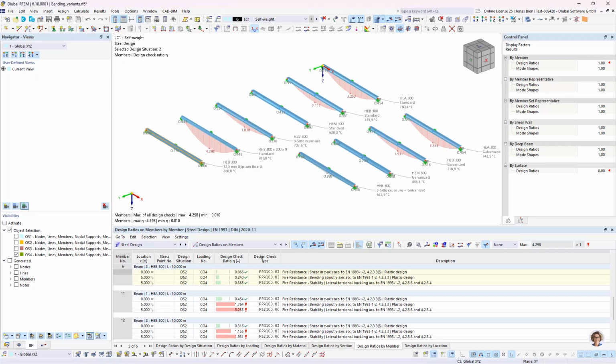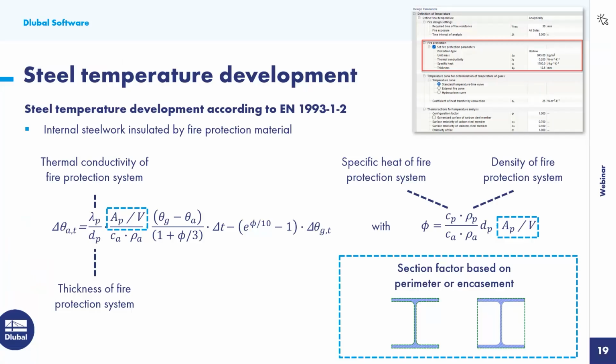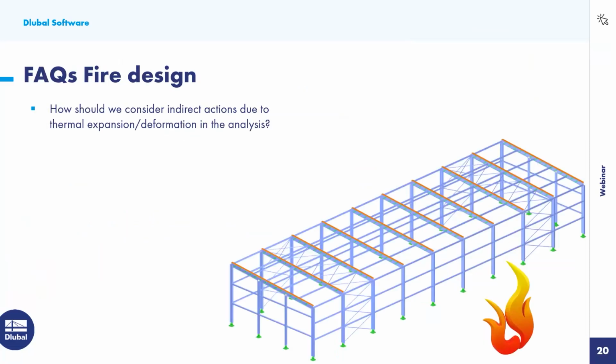Okay, we have now dealt extensively with the fire design assessment of a single member and checked how we can influence the temperature development in that member in the event of a fire. I would now like to move on to the more advanced topics and questions.